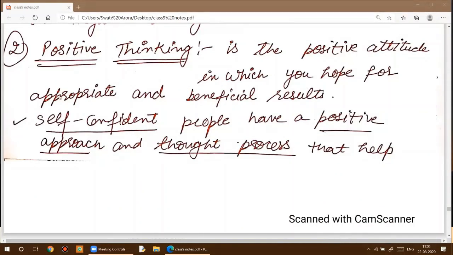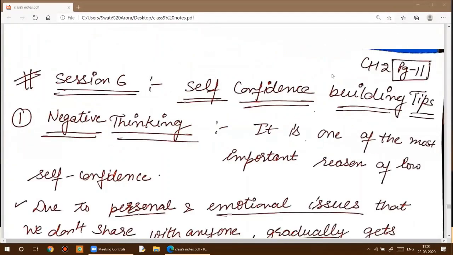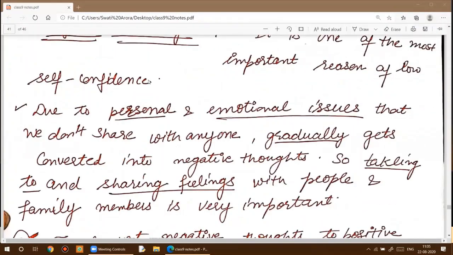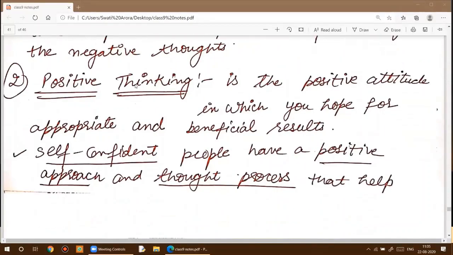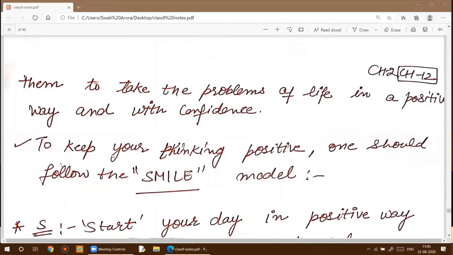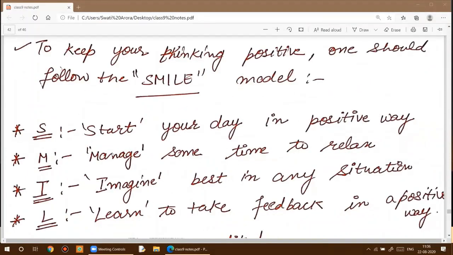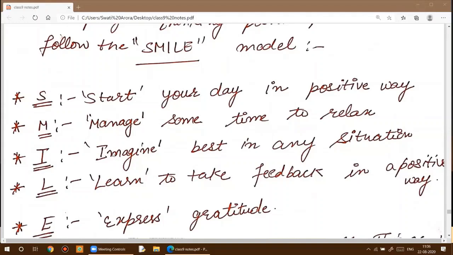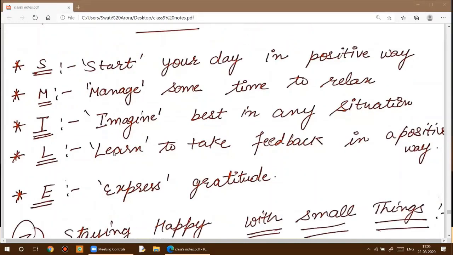Then second is positive thinking. So what you should do, you should stop negative thinking and you should start thinking positively. Okay, if challenges you are facing in your life, then what you can do, you can think of, from this problem also I will learn something. So if you will think for everything in a positive way, definitely you will start feeling confident. Okay, because every problem teaches you something. So don't feel problematic, under stressed when something you are trying to do and you are not able to achieve it. Okay, and you must follow this SMILE model.